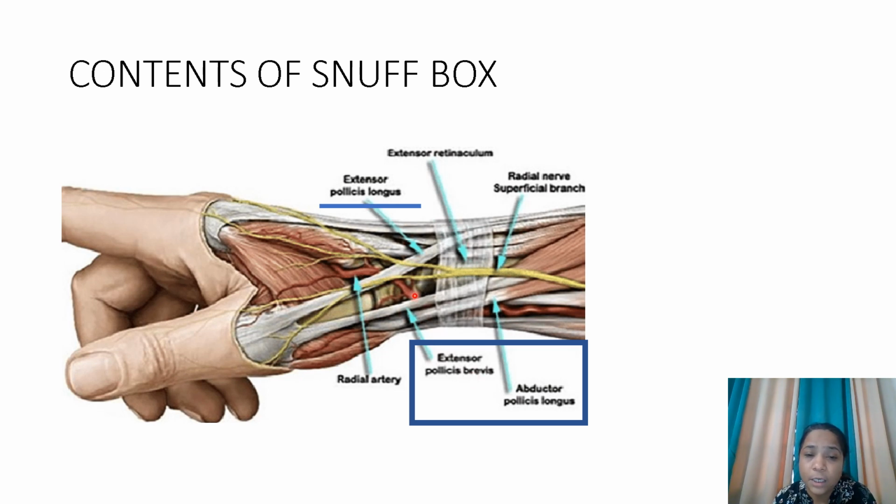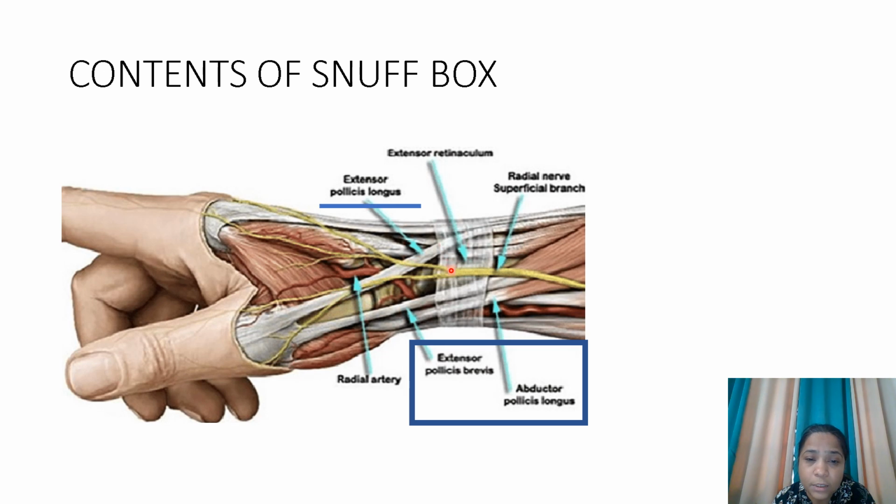you can see here it traverses into the anatomical snuff box. In this area, you can see there are tendons, and this triangular area is known as the anatomical snuff box. There are two tendons on the anterior side: one is the tendon of extensor pollicis brevis, and the other is the tendon of abductor pollicis longus. Posteriorly, or laterally, you will find the tendon of the extensor pollicis longus.